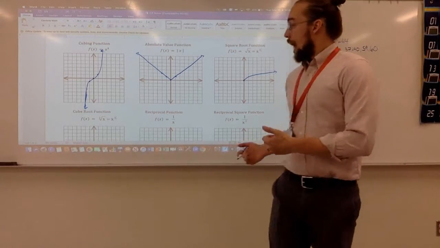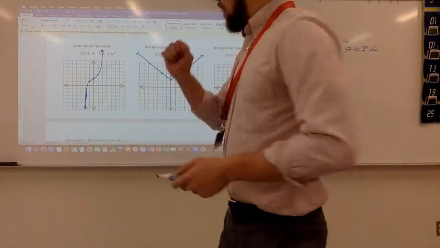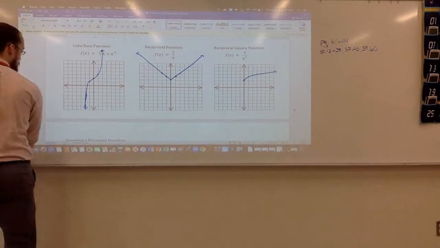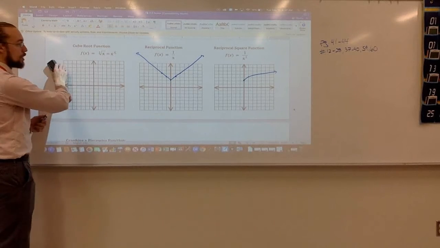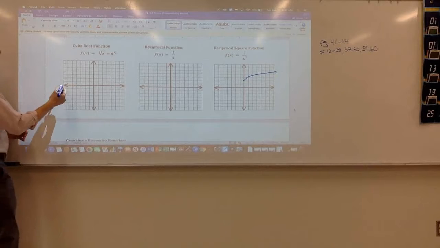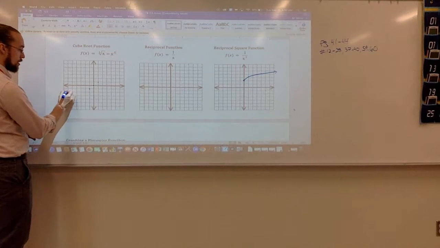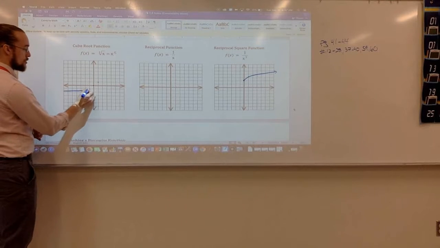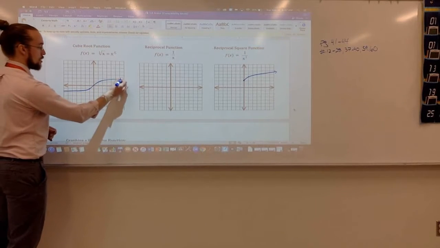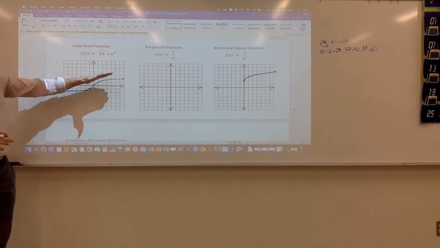Right. Our cube root function, down here, cube root is actually just a sideways cubic function. If I start taking the cube root of numbers, we end up with something that does this, right? Oh, no, that's right, yeah. We end up with something that does this.